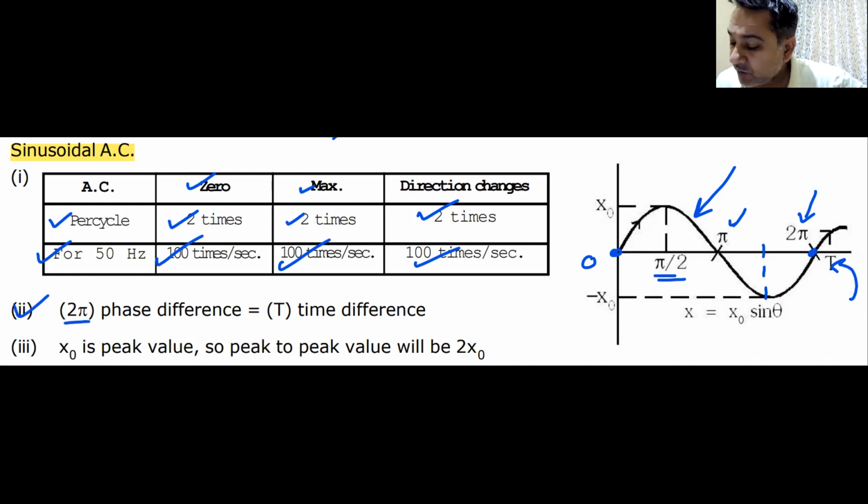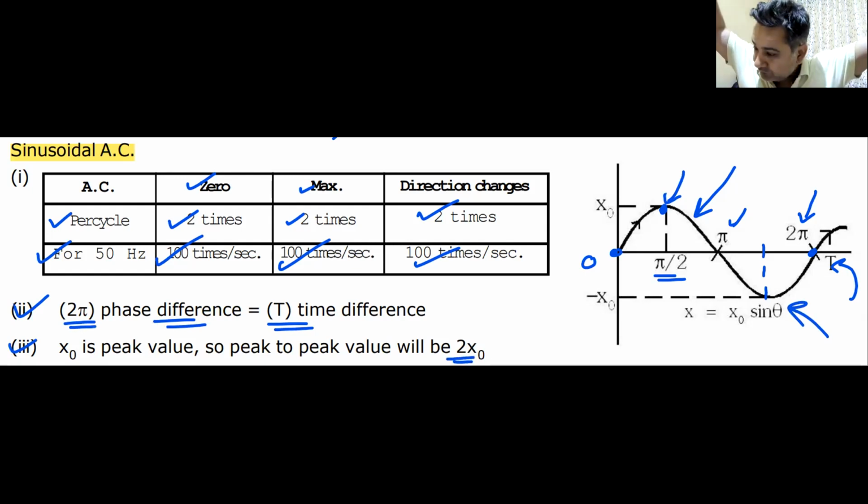A phase difference of 2 pi. You understand the phase difference? Difference in angle is phase difference. A phase difference of 2 pi is equal to a time difference of T, capital T. Do we understand this? Yes, sir. X naught is the peak. From one peak, the upper peak, to the lower peak, the distance is 2 x naught. Do we understand this? Yes, sir. You have 1 minute to draw this graph and write this.